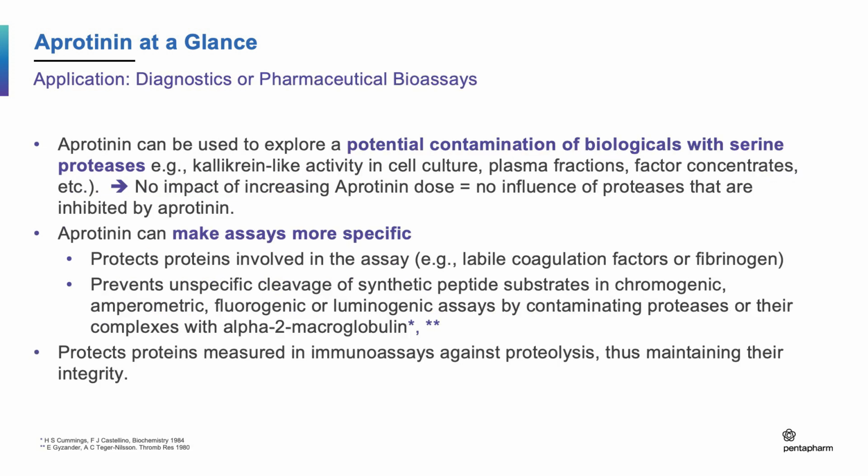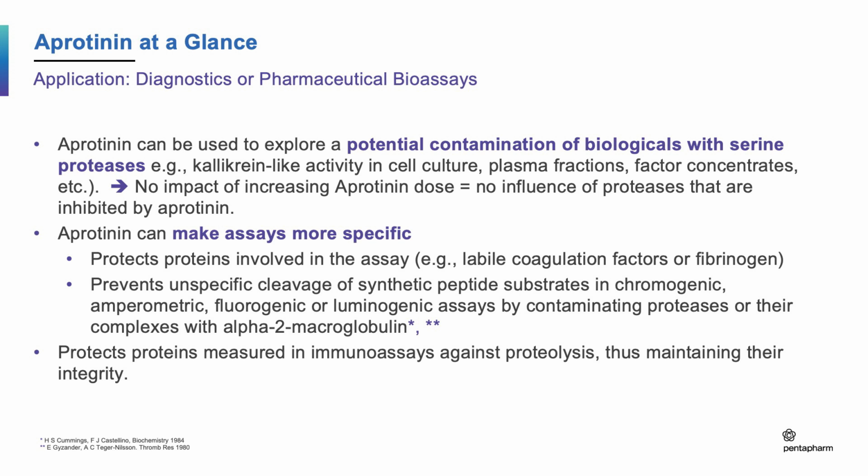Aprotinin is used for both pharmaceutical bioassays and for diagnostics. As a diagnostic agent, it can be used to identify potential contamination of biologicals with serine proteases, such as kallikrein-like activity in cell culture, and plasma fractions factor concentrates. Increasing the aprotinin dose does not affect the proteases that are inhibited by aprotinin. When used for assays, aprotinin can increase specificity.